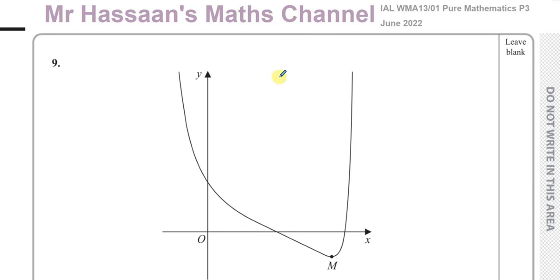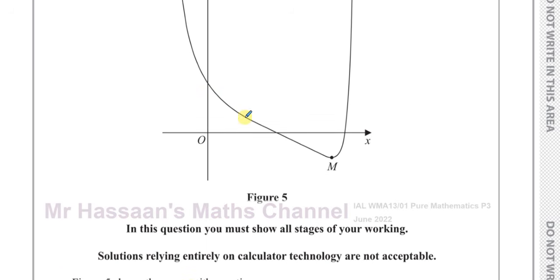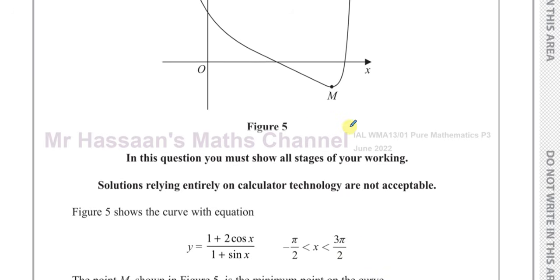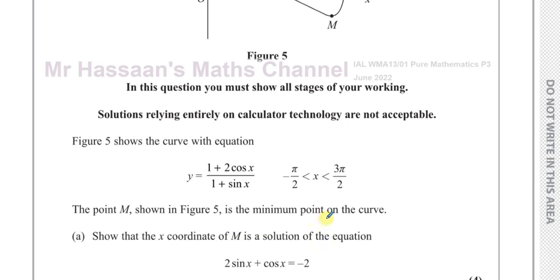I've now got to question number 9, which is the final question from this Pure Mathematics P3 International A-Level Edexcel June 2022 paper. This question is about the curve with the equation y equals 1 plus 2 cosine x all over 1 plus sine x, where x must be between minus pi over 2 and 3 pi over 2. The point M shown is the minimum point on the curve, and we have to show that the x-coordinate of M is a solution of this equation.